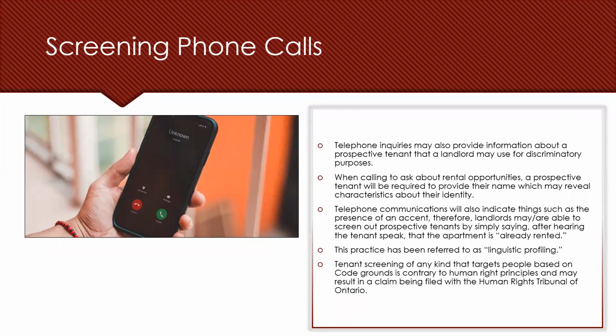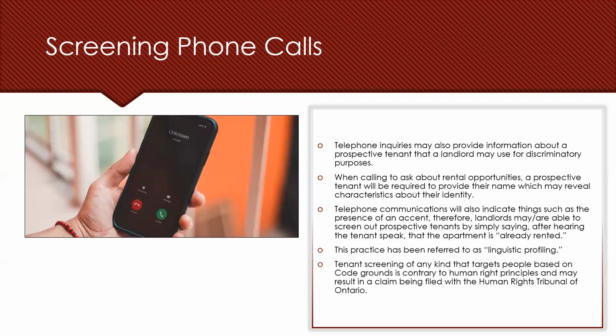There have been many cases where after a telephone conversation with somebody, a landlord simply says, well, the unit's already been rented and we're not interested to hear from you anymore. The practice is referred to in case law as linguistic profiling. Any tenant screening of any kind that targets people based on a code ground, contrary to human rights principles, may result in a claim at the Human Rights Tribunal.